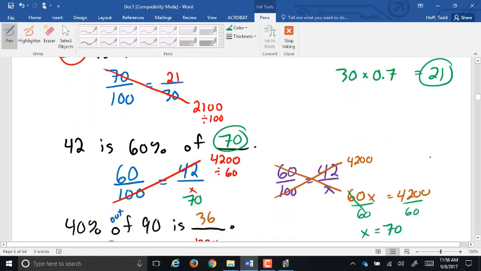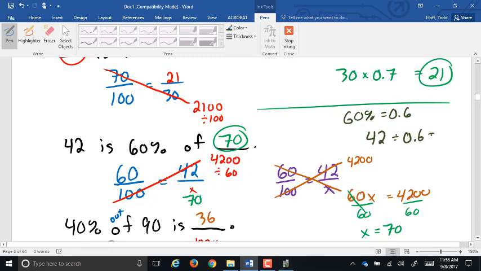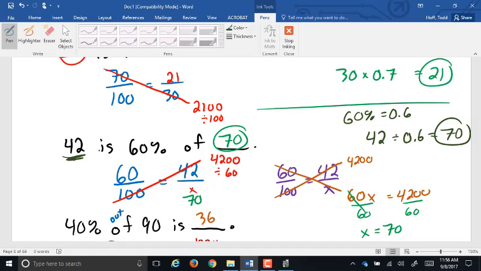The problem comes when we get to this third one. 60%, its rate is 0.6, but we would not take 42 times 0.6. We would have to divide, because what we have is not the whole thing, it's the piece. We're going the other direction. So the problem with the rate method is, to do it, you turn the percent into a decimal, but then you have to decide whether you have to multiply or divide by it.